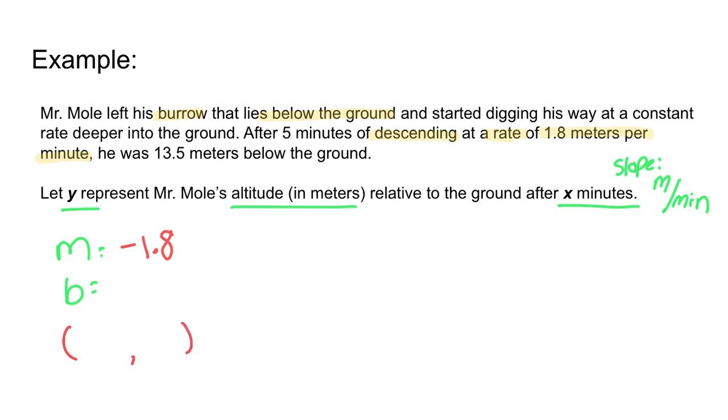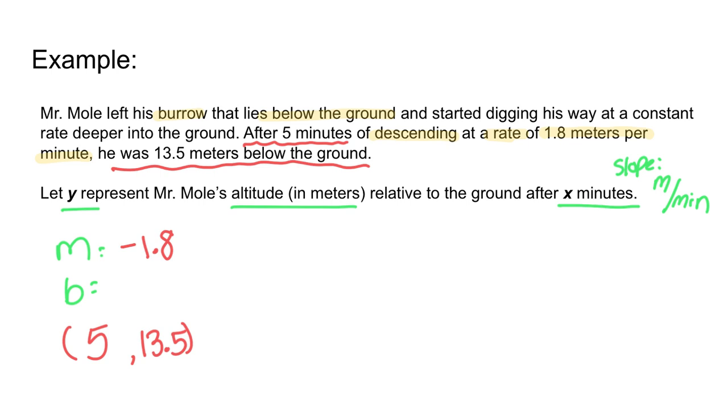So look at the information it gives us. It tells us that after 5 minutes, he is 13.5 meters below the ground. That can be put into a point. 5 is my x, 13.5 is my y. And I know that because it told me x should be minutes, so the 5 has to go for minutes.